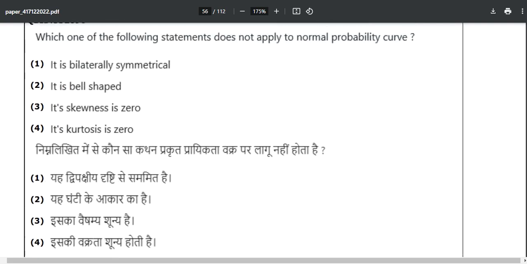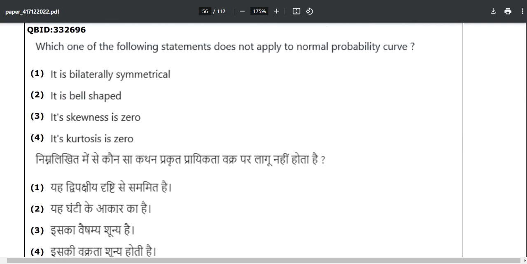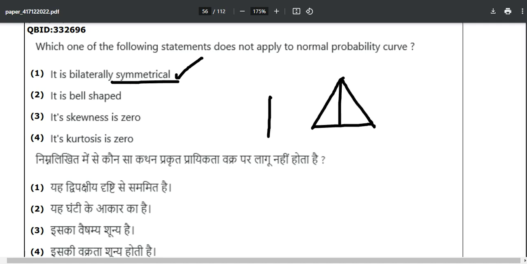Wait, more to show. Which one of the following statements does not apply to NPC? We just draw NPC. It is saying does not apply. It is bilaterally symmetrical. What does symmetry mean? Symmetry means a symmetrical triangle like this. What does symmetrical mean?